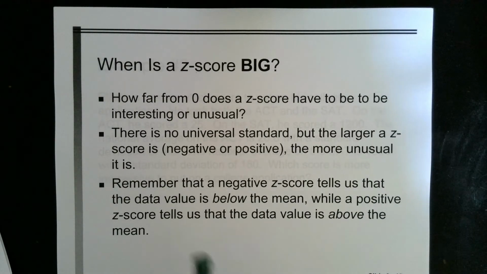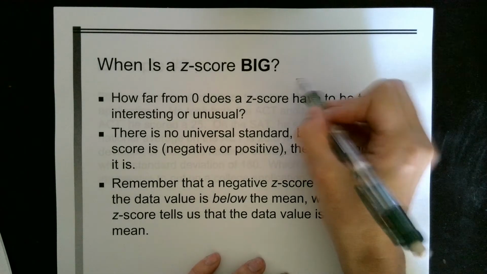That's 1 standard deviation below the average. Okay, so how far away does your z-score have to be from 0 to be considered interesting or to be considered unusual? There's really no universal standard, but we need to understand that the larger a z-score is, whether it's very, very negative or very, very positive, the more unusual it is.